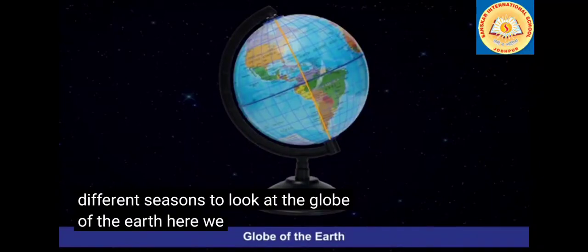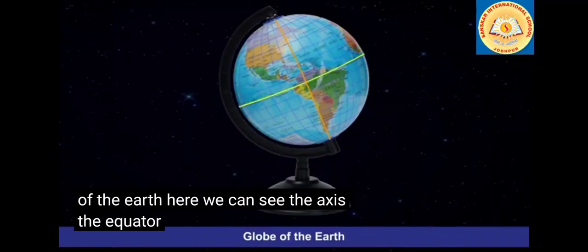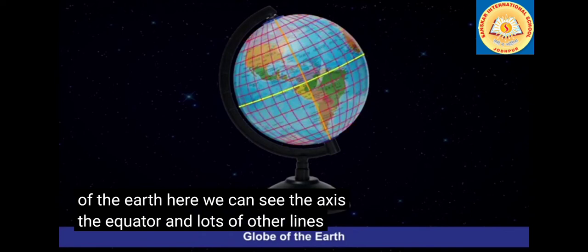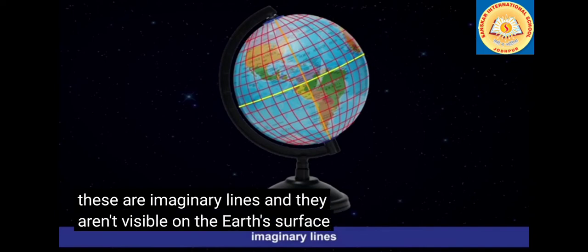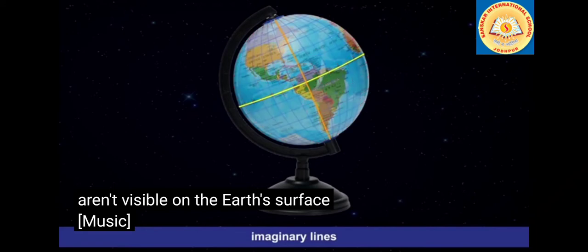Look at the globe of the earth. Here we can see the axis, the equator and lots of other lines. These are imaginary lines and they are not visible on the earth's surface.